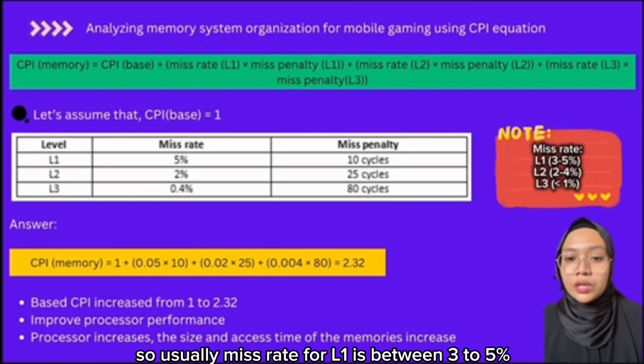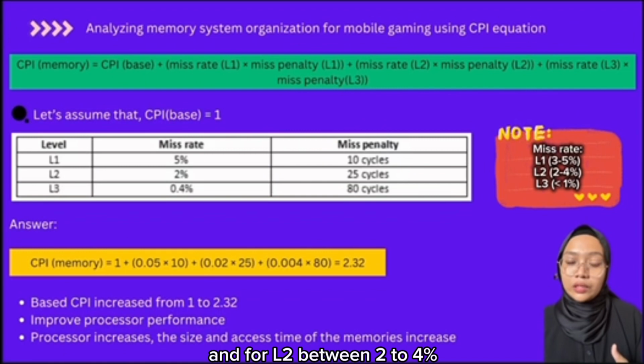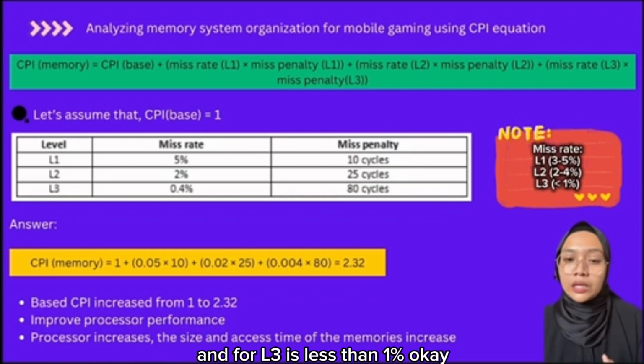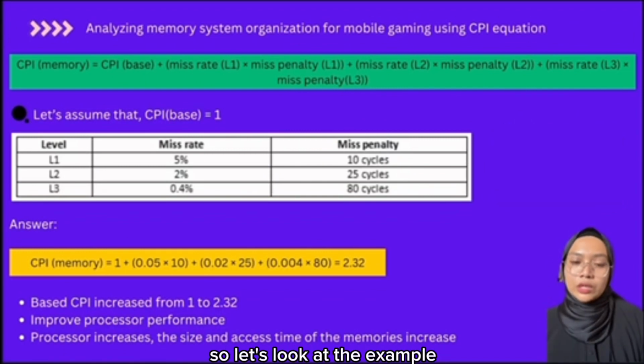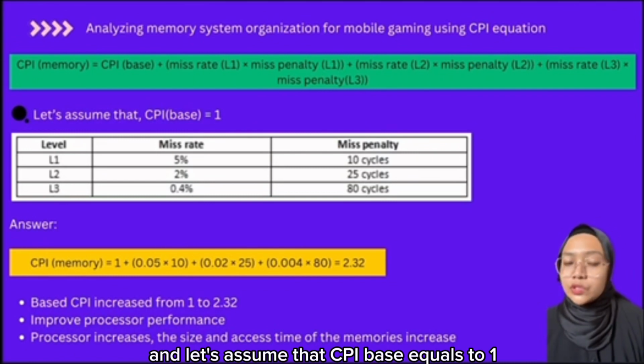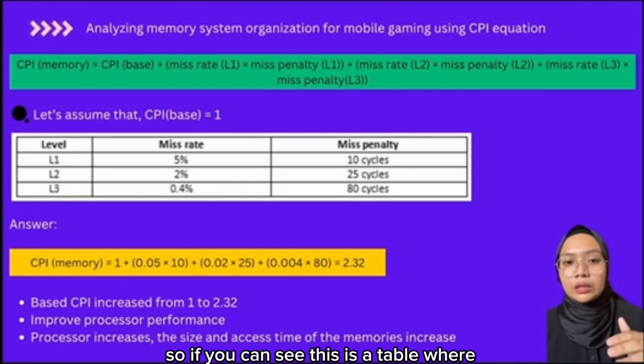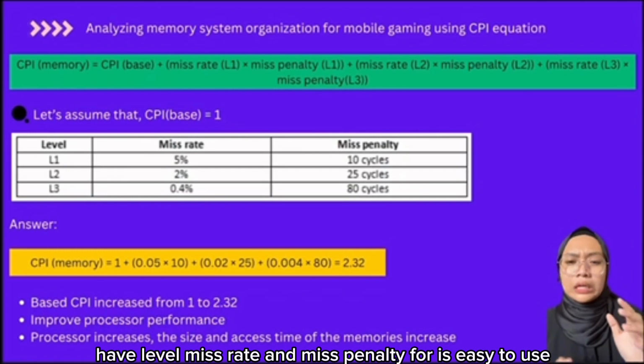Usually the miss rate for L1 is between 3 to 5%, for L2 between 2 to 4%, and for L3 it is less than 1%. Okay, so let's look at the example, and let's assume that CPI base equals 1. If you can see here, this is a table with level, miss rate, and miss penalty, so it's easy to use in the formula.